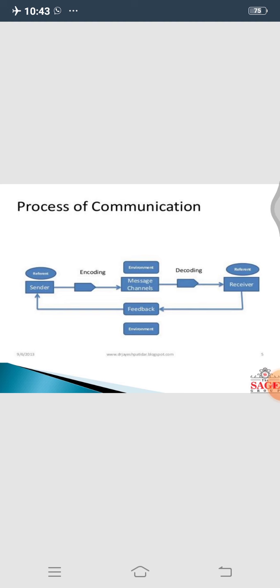At every step, it is important that the barriers to communication, which we will be doing in the coming sessions, are taken care of, because in every step there would be things that would hamper the effective communication between sender and receiver. So this is the whole process of communication.